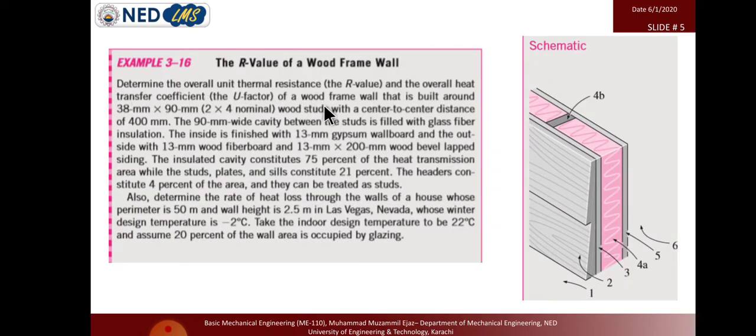Anyway, we already read out the numerical in our previous lecture. Let's go through it again. Determine the overall unit thermal resistance R value and the overall heat transfer coefficient U factor of the wood frame building built around 38 by 90 millimeter nominal wood studs. This is the wood stud. Center to center distance is 400 millimeter and the 90 millimeter cavity between the studs is filled with glass fiber insulation. The inside finish is 30 millimeter gypsum wall.